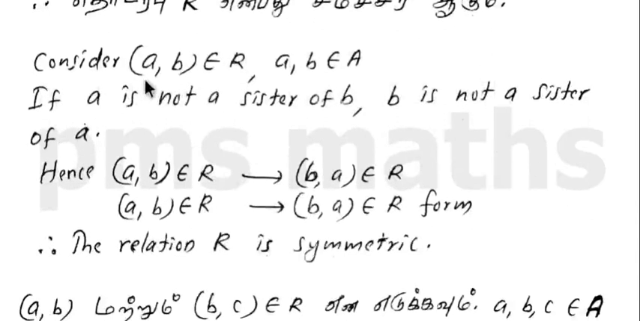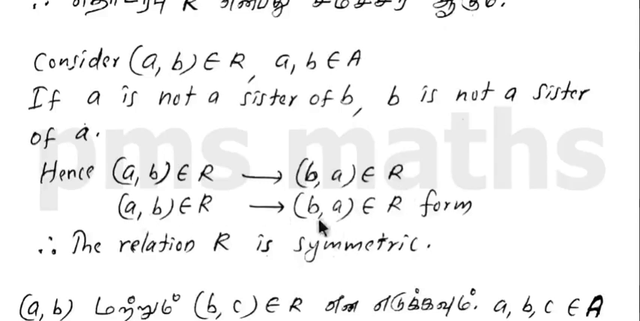Consider here (A, B) belongs to R means A is not a sister of B. If A is not a sister of B, then B is not a sister of A. Since here A and B are females, if A is not a sister of B, then surely we can say B is not a sister of A. Hence, (A, B) belongs to R gives (B, A) belongs to R.